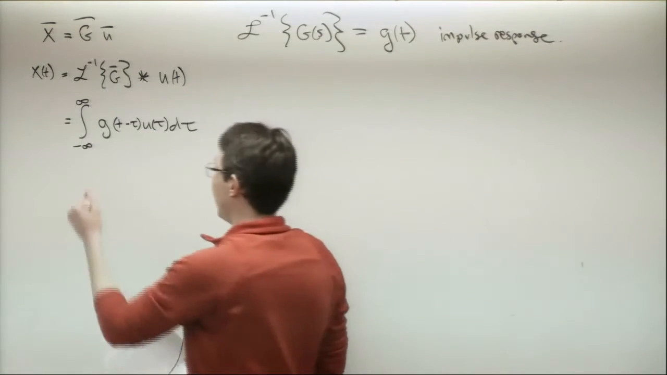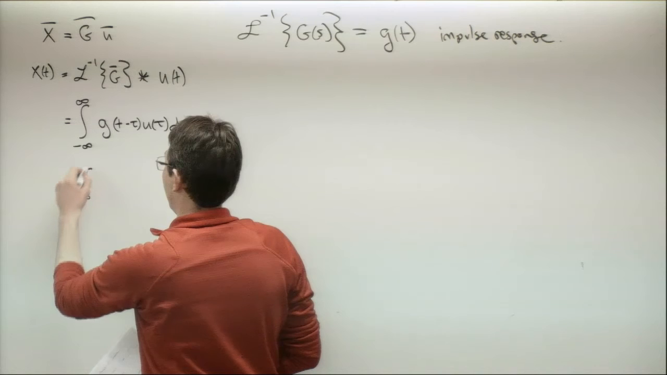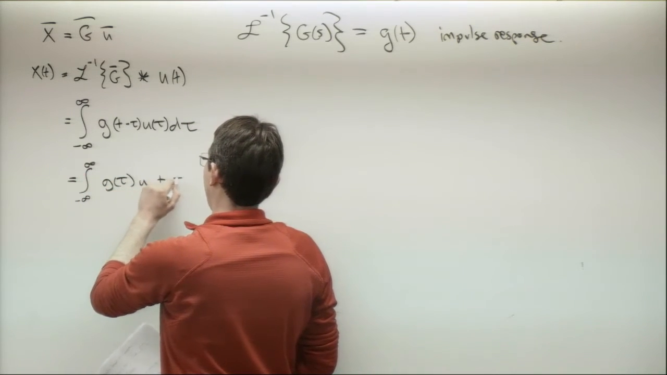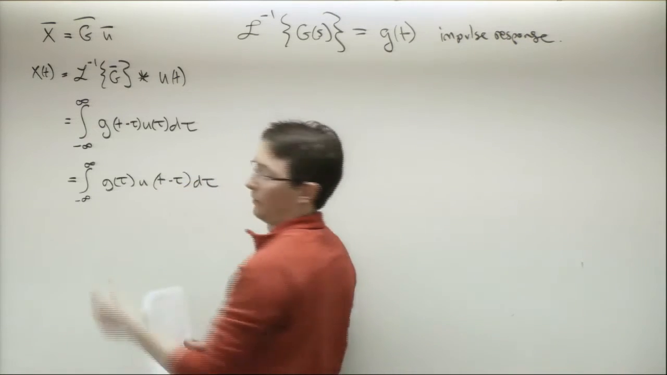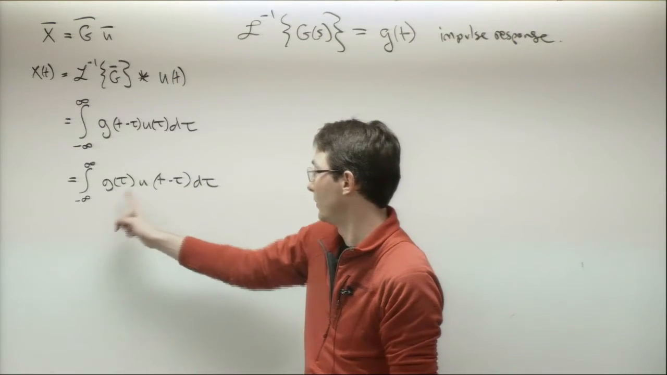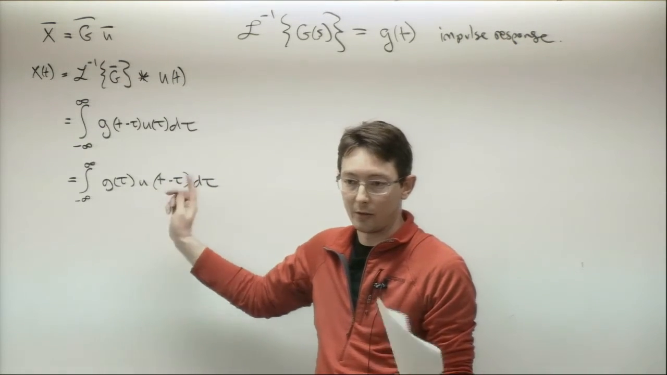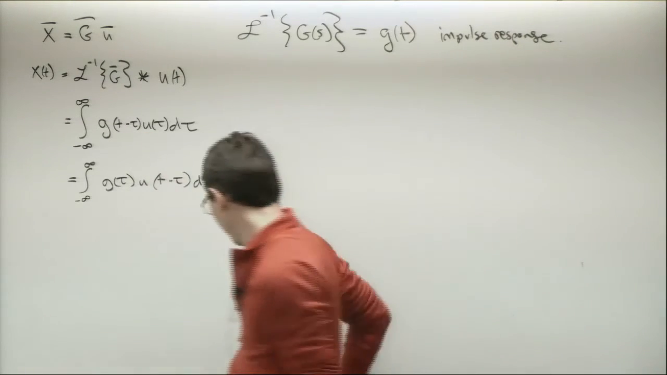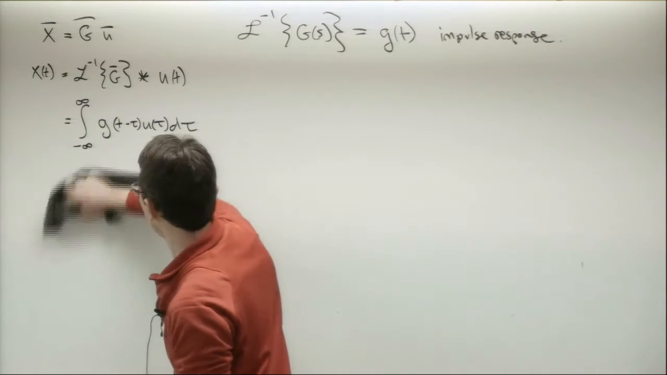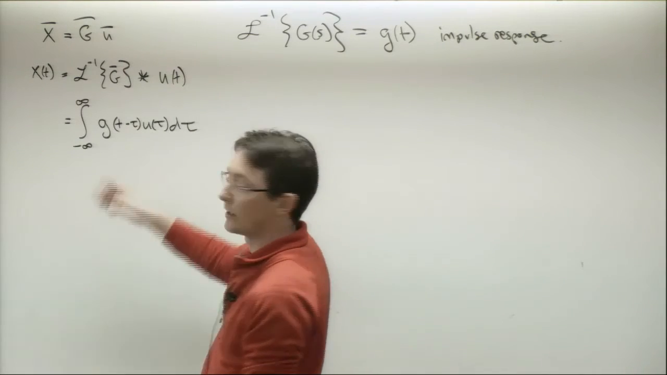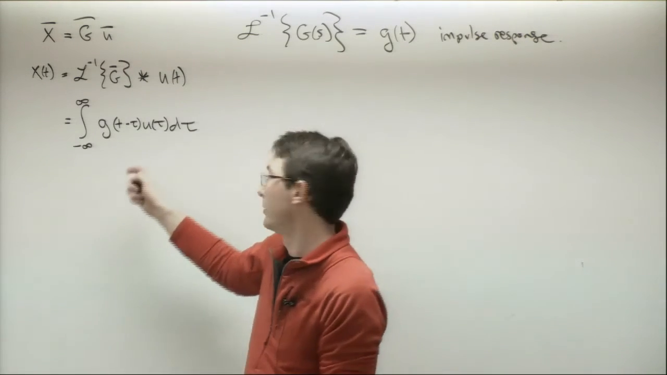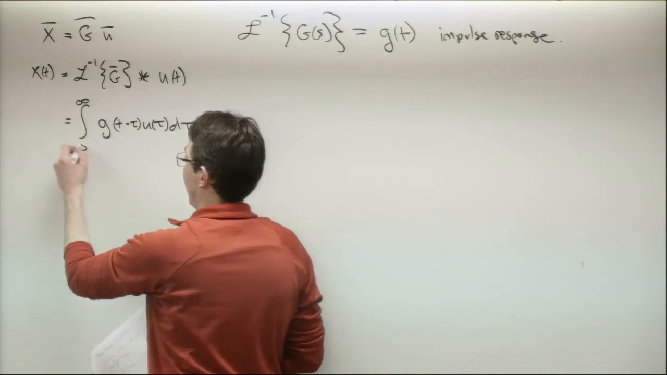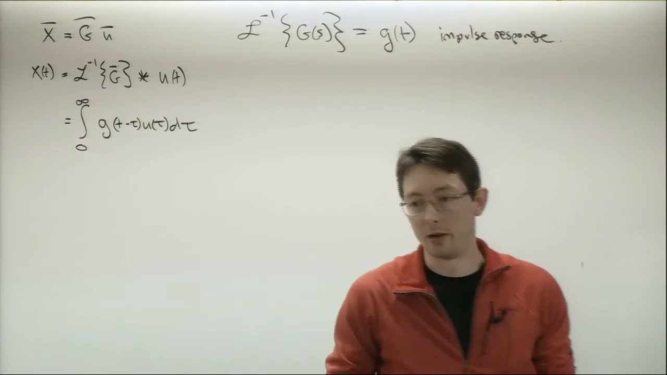If I wanted to, I could have written it like minus infinity to infinity of g of tau, u of t minus tau, d tau. You can prove pretty easily that you can do the t minus tau in either argument you want. It doesn't matter. I like this one because it's much more intuitive what we're doing. And if I assume 0 initial conditions and I assume that time started at 0, then I can get rid of this and just integrate from 0 to positive infinity if I want.